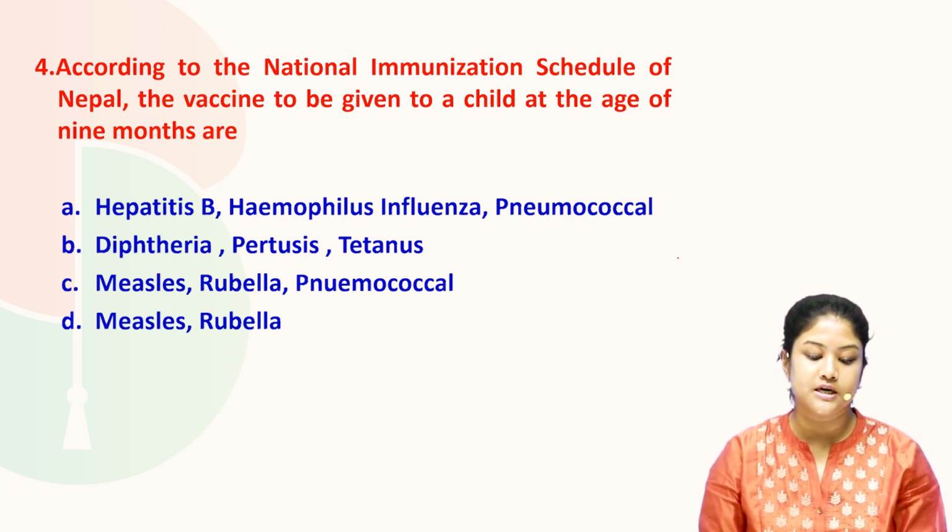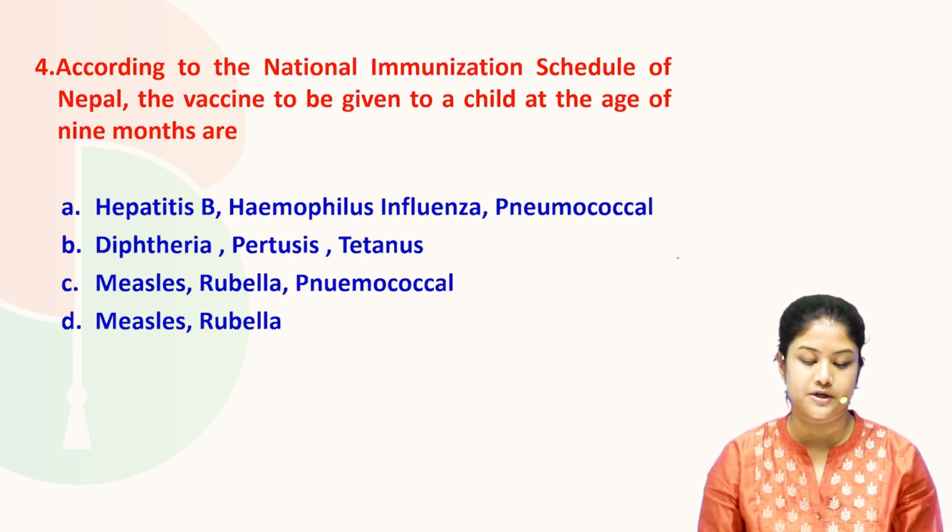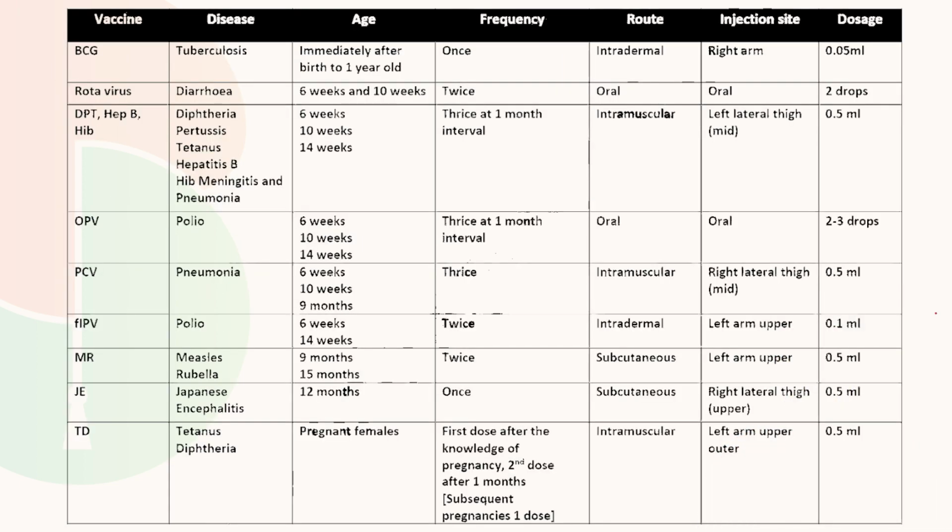So to answer these kind of questions, if we know very well about the National Immunization Schedule of Nepal, that is not going to be a big problem for us. So we should be very well versed with the National Immunization Schedule of Nepal. And in this chart, I have shown every detail that is needed to answer questions related to the National Immunization Schedule. That is the vaccine, disease, age, frequency, routine, injection site, and doses. Everything I have shown in this chart.